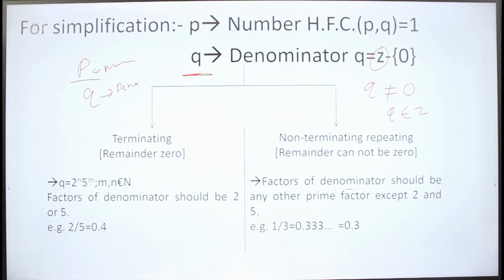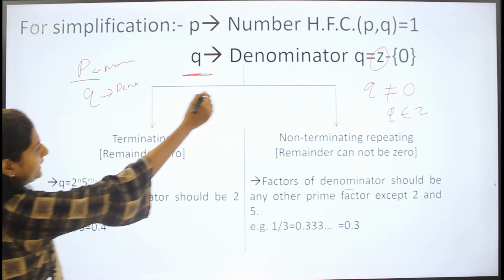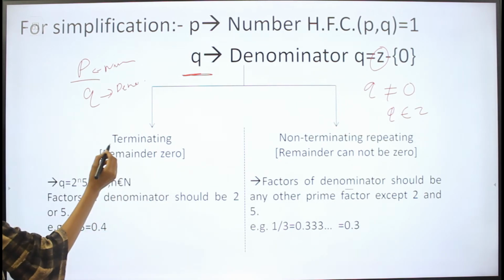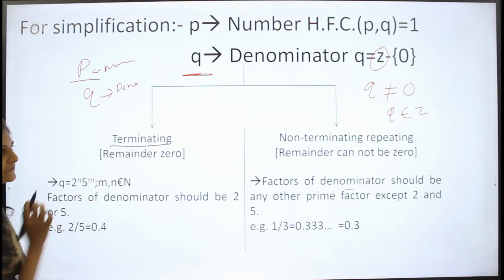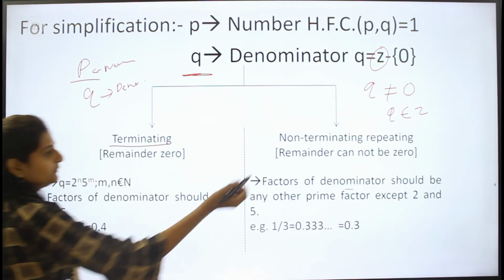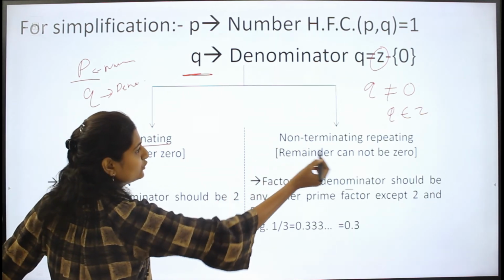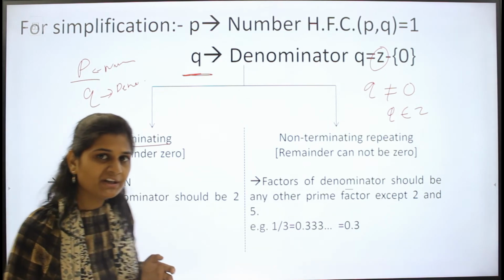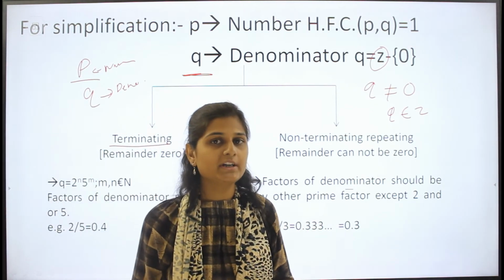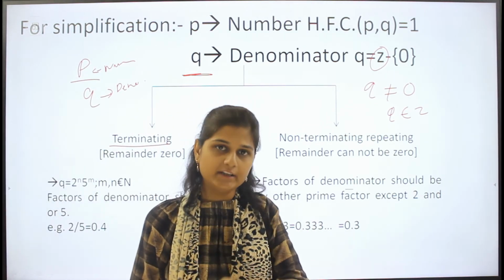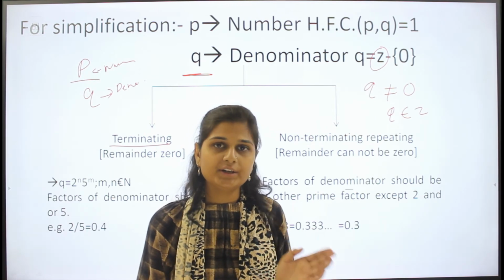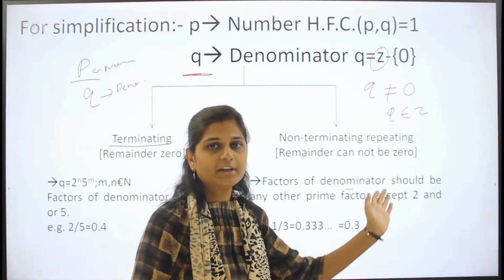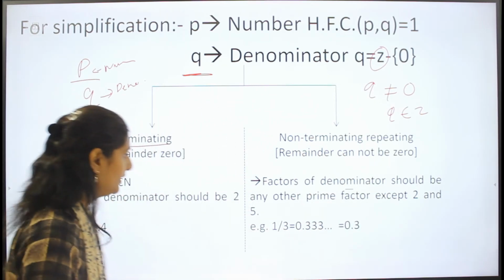Now they have given two conditions, that if you are finding the factors of q, you have two conditions. First is whether it is terminating, and second is non-terminating. But in non-terminating you have two conditions, non-terminating repeating and non-terminating non-repeating. But here we are taking non-terminating repeating.